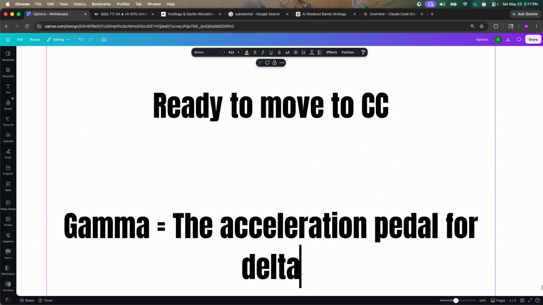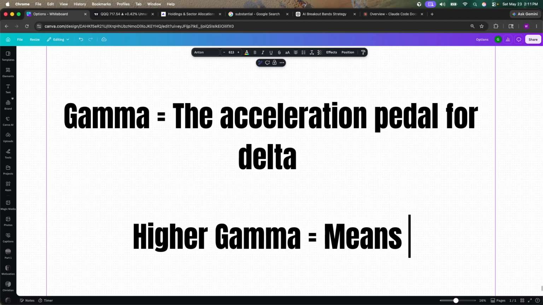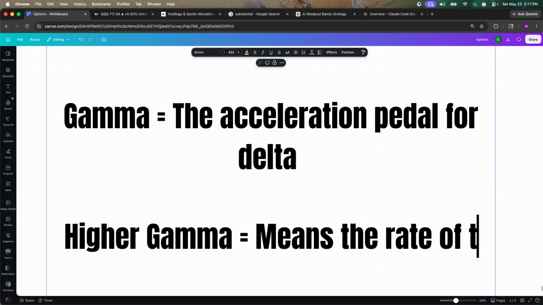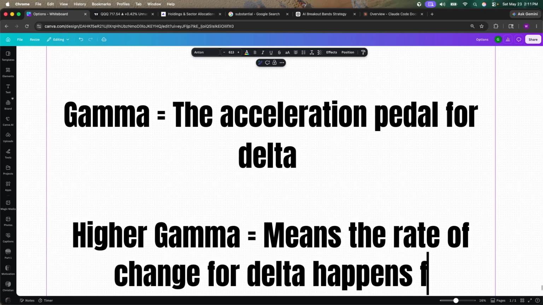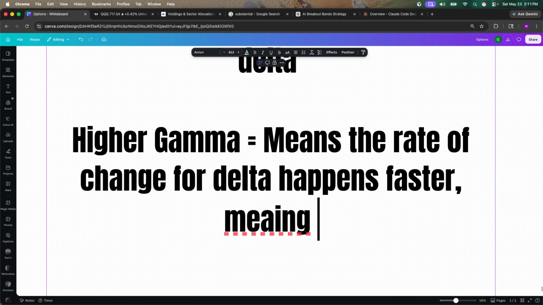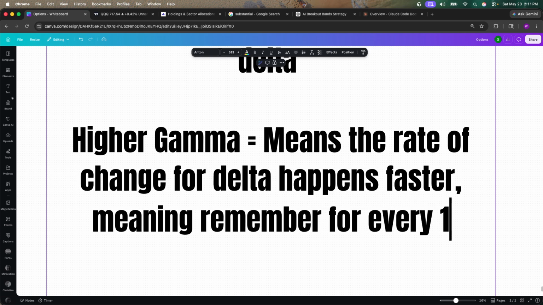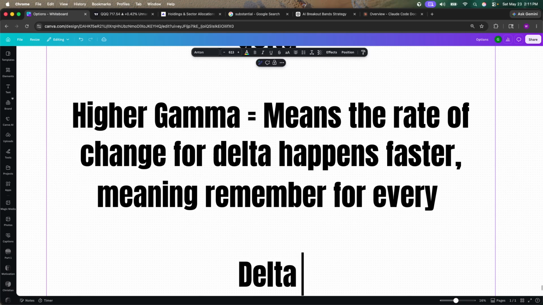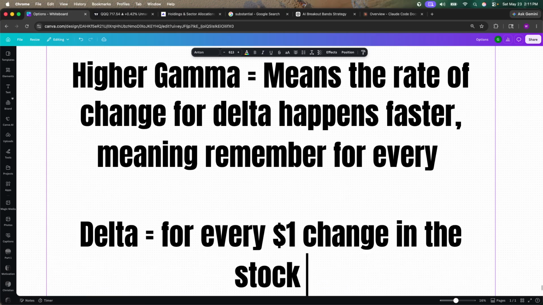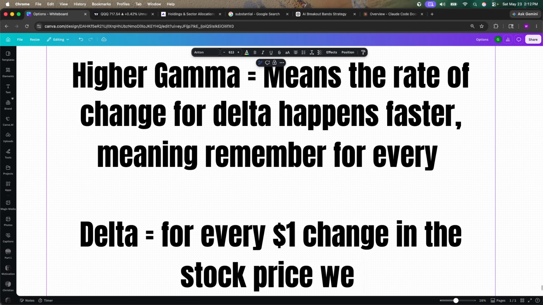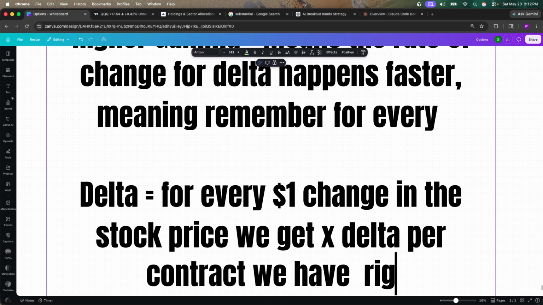acceleration pedal for delta, right? So higher gamma means the rate of change for delta happens faster, meaning, remember, for every $1 change in the stock price, we get X delta per contract we have, right?